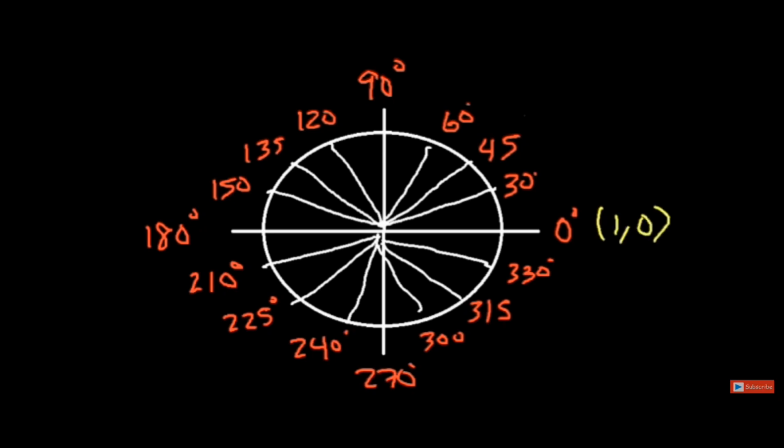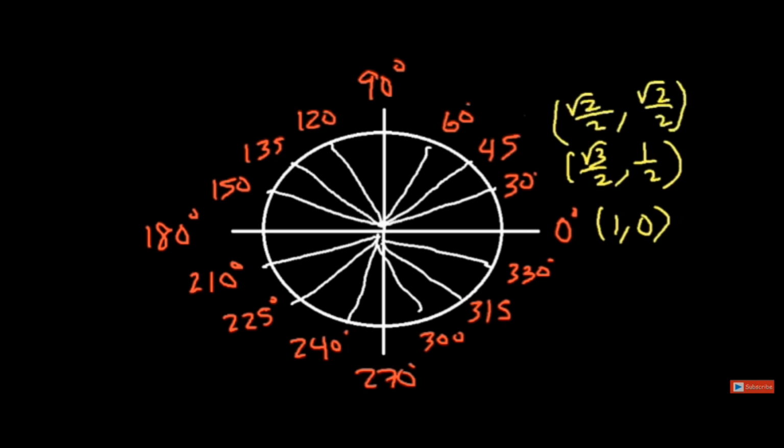So for 0, the coordinates are 1, 0. At 30 degrees, x is going to be the square root of 3 over 2 and y is 1/2. At 45 degrees, it's square root of 2 over 2 for both. At 60 degrees, x is 1/2 and y is square root of 3 over 2. And at 90 degrees, it's 0 and 1.